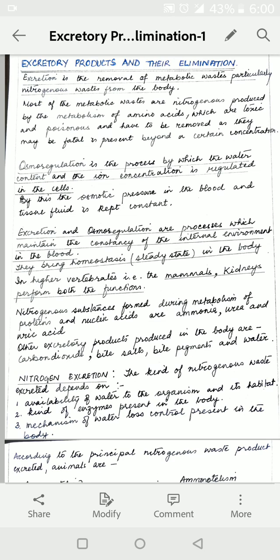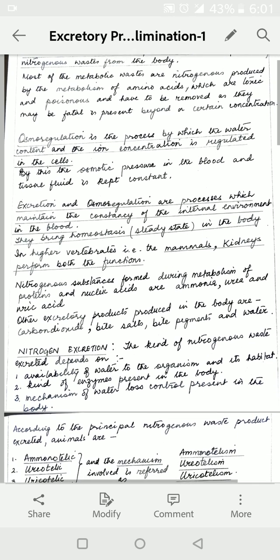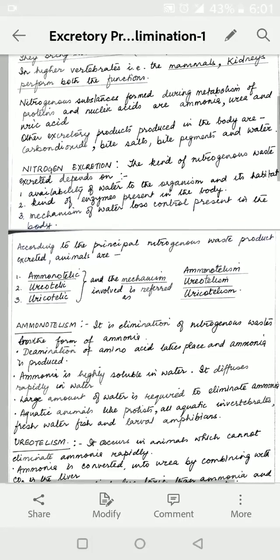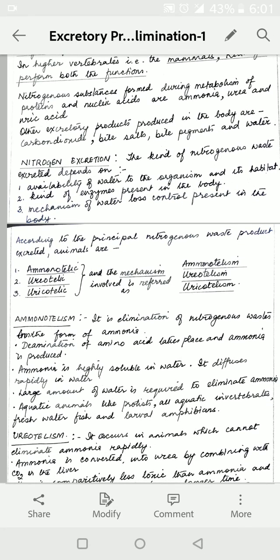And then this was about humans, but nitrogen excretion varies in different animals, and basically nitrogen excretion depends upon the availability of water to the organism and its habitat, then the kind of enzymes that are present in the body, then it is also dependent on the mechanism of water loss control that is present in the body.